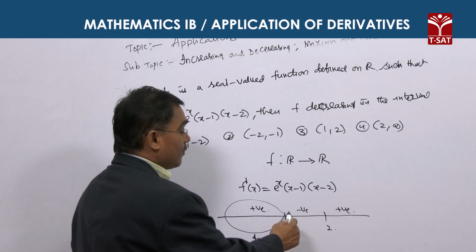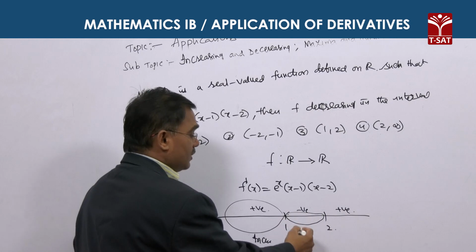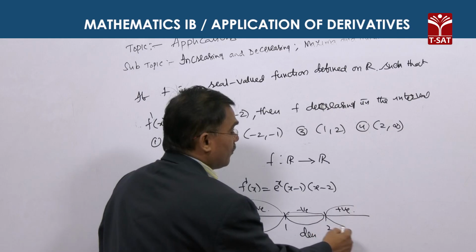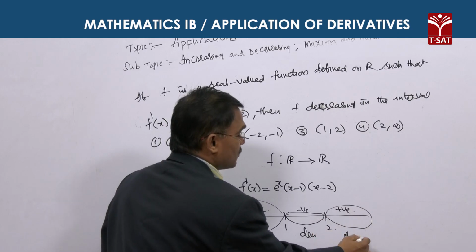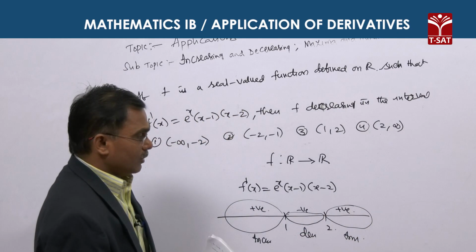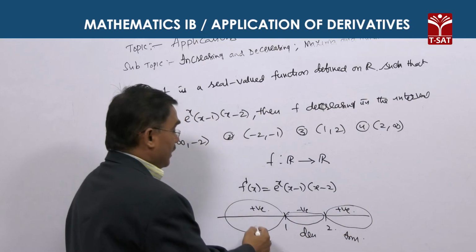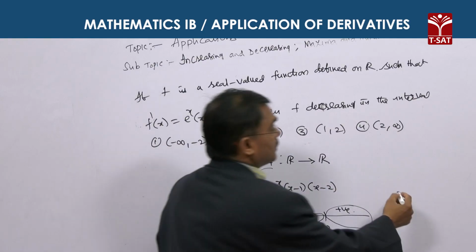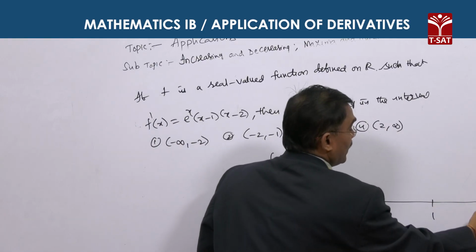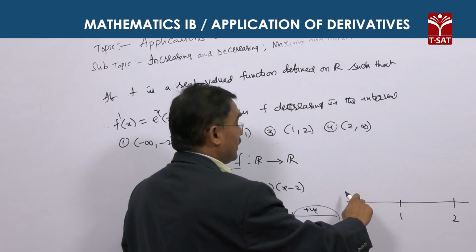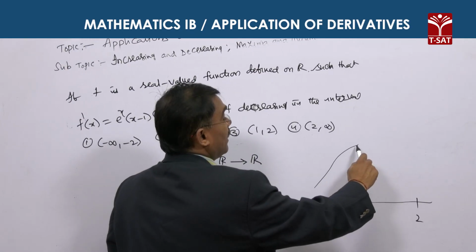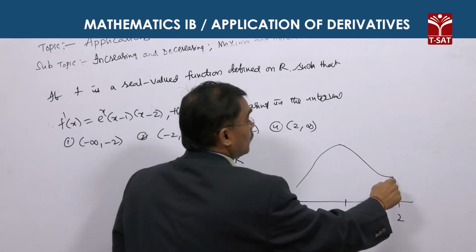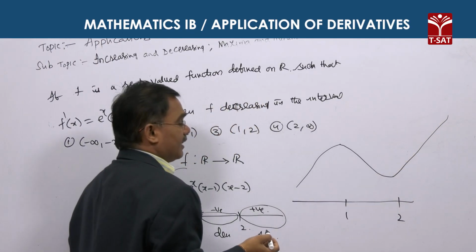And the interval 1 to 2 is negative. Negative means in this interval the function is decreasing. And from 2 to infinity it is positive, so the function is increasing. So what we observe on the graph is that from minus infinity to 1 the function is increasing, from 1 to 2 it is decreasing, and from 2 to infinity it is increasing.